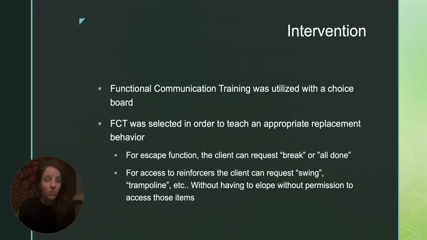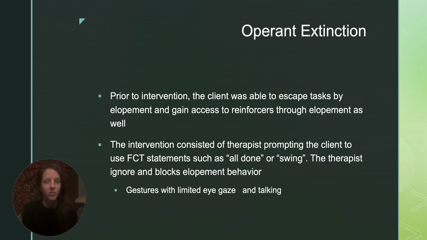With the intervention, the therapist used prompting to get the client to utilize FCT statements such as all done or swing. And if the client was not making those statements, not utilizing his choice board, then the therapist was ignoring and trying to block attempts of elopement behavior. With the ignoring, the therapist would gesture towards the choice board to show the client what they needed to do. They would also limit their eye gaze, looking in the opposite direction while still checking on the client in their peripheral view, as well as limit talking.